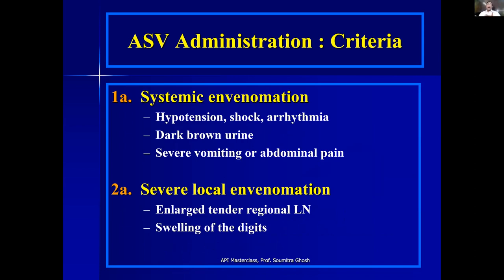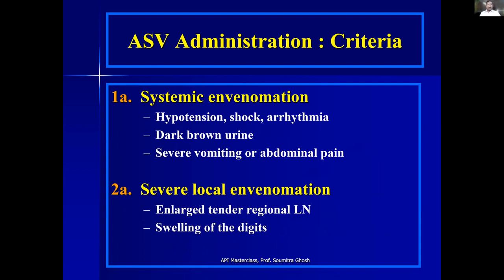And for the relative administration criteria, systemic envenomation, we can identify it if there is hypotension, if there is shock, if there is arrhythmia, if there is dark brown urine in the form of myoglobinuria. Severe vomiting or abdominal pain is an indicator or a harbinger of systemic envenomation.